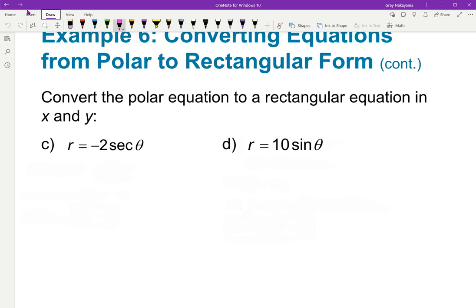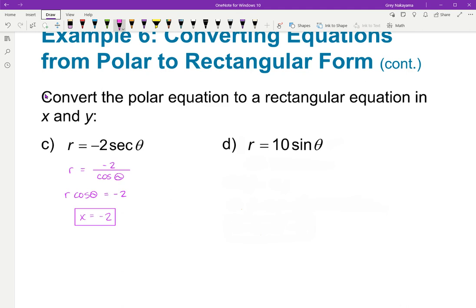So can I write secant in terms of the cosine? I can. Its reciprocal is the cosine. So if it's secant on the top, then I know it's going to be cosine on the bottom. Then I'm going to multiply both sides by cosine because I know that r cosine theta equals x. So x equals -2, and that's the rectangular equation.